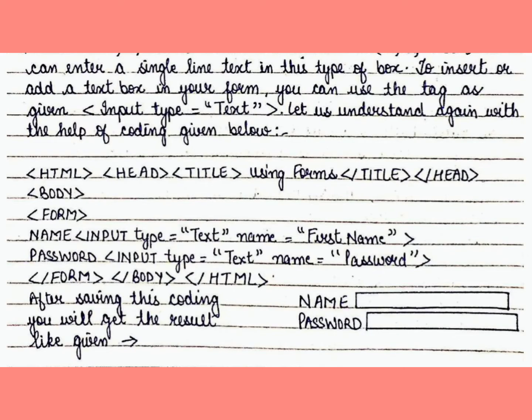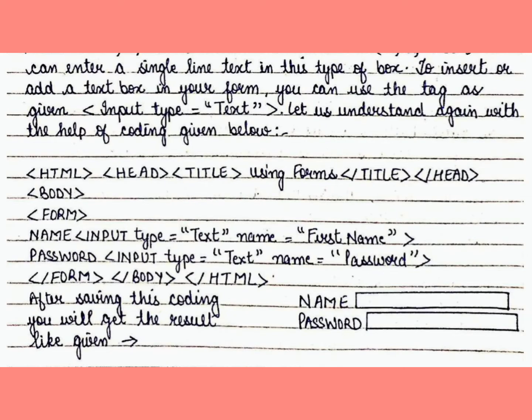Next, write down name, input type is equal to text, name is equal to first name. Password, input type is equal to text, name is equal to password. Close the form tag and close the body tag also, then close the HTML tag. After saving this coding, you will get the result like given: name, a box; password, a box.